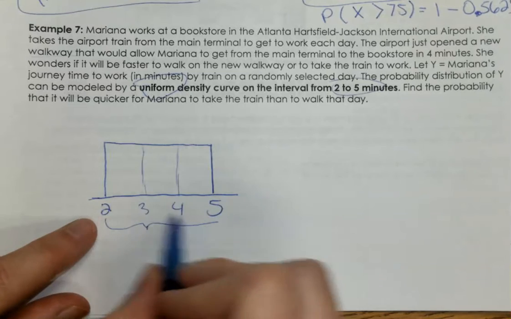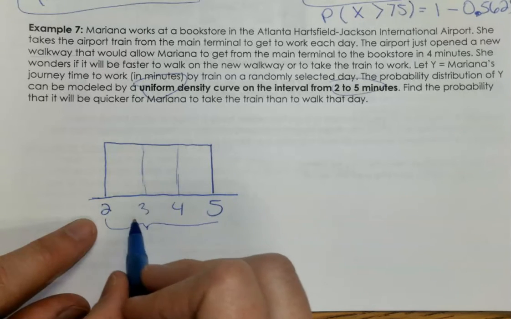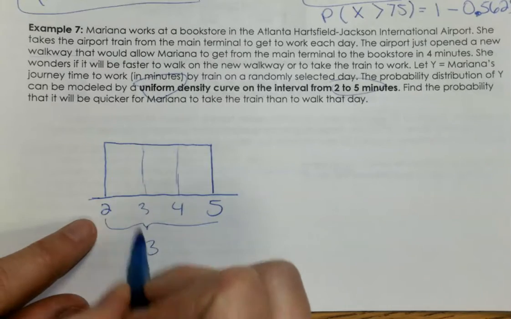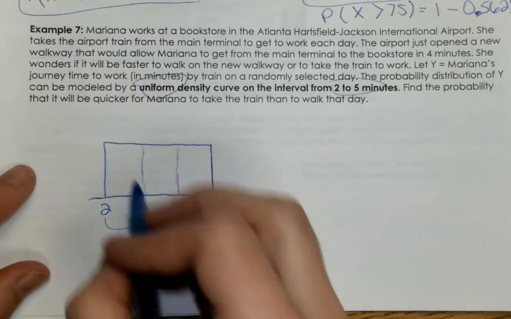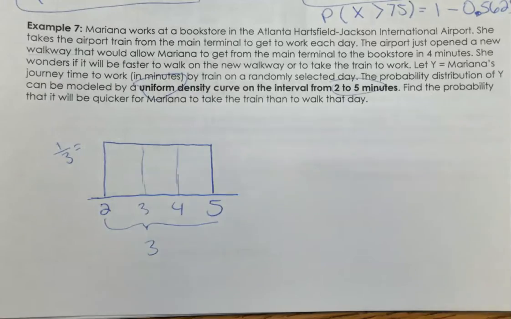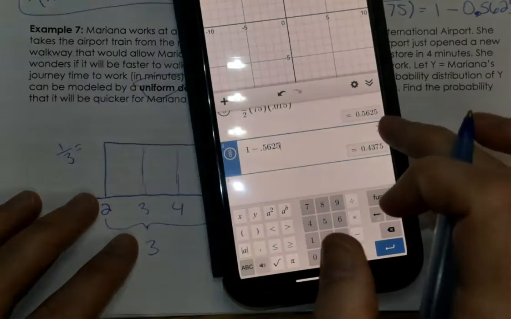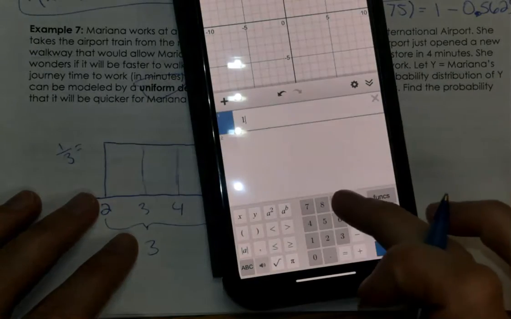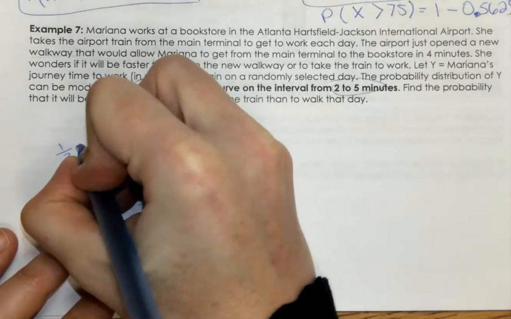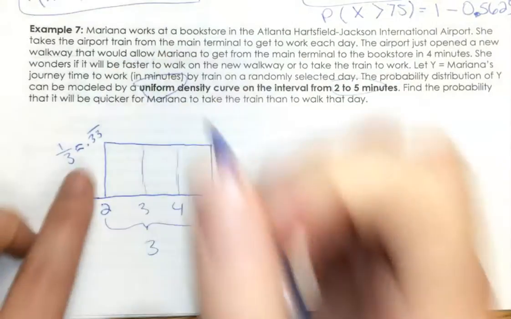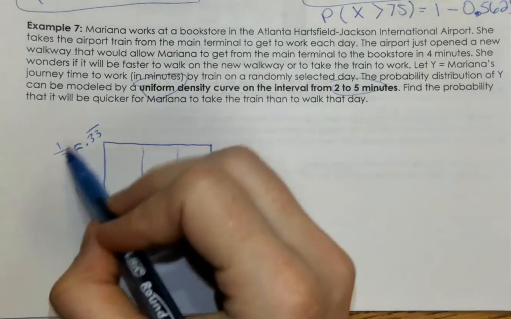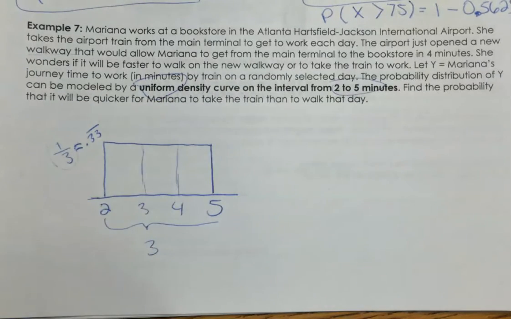All right, so you calculated your base is going from 2 to 5 as 3, right? 5 minus 2 is 3. I've got 3 equal sections. So that means my height is 1 divided by 3, because the area of a density curve is always 1. So I think we will get a decimal that doesn't end, 0.33 repeating. I'm going to keep it as a fraction, just so I can not have any rounding errors.